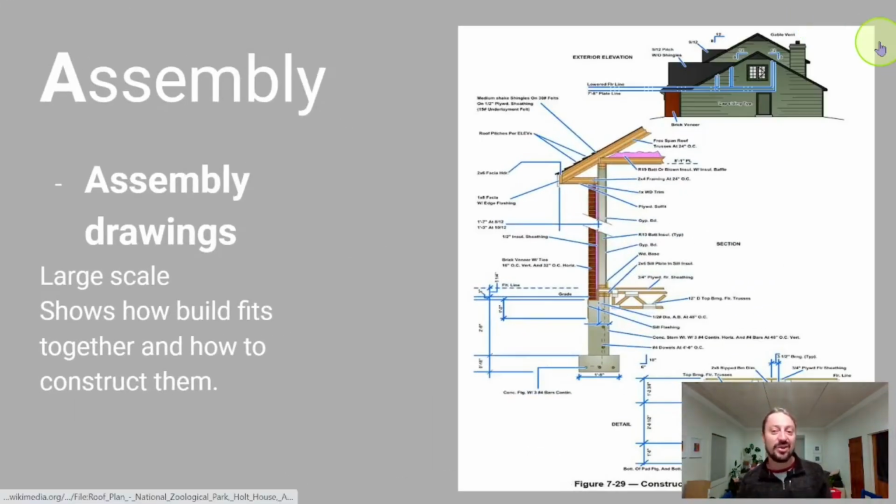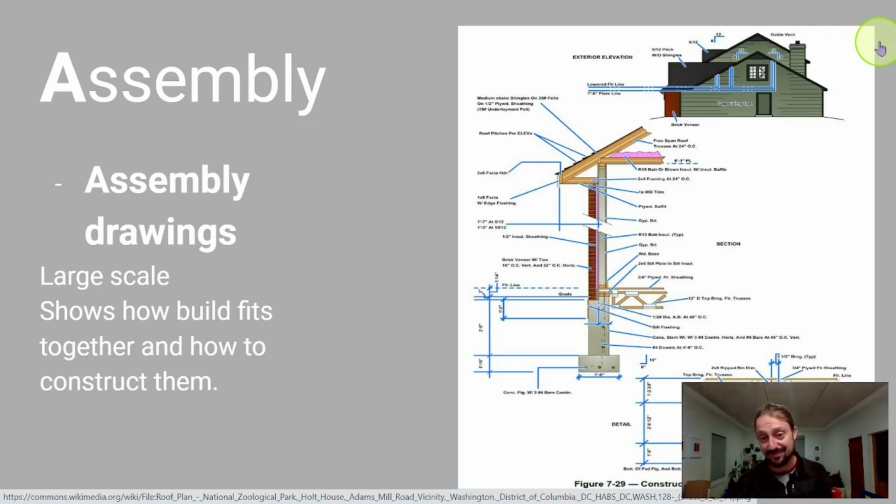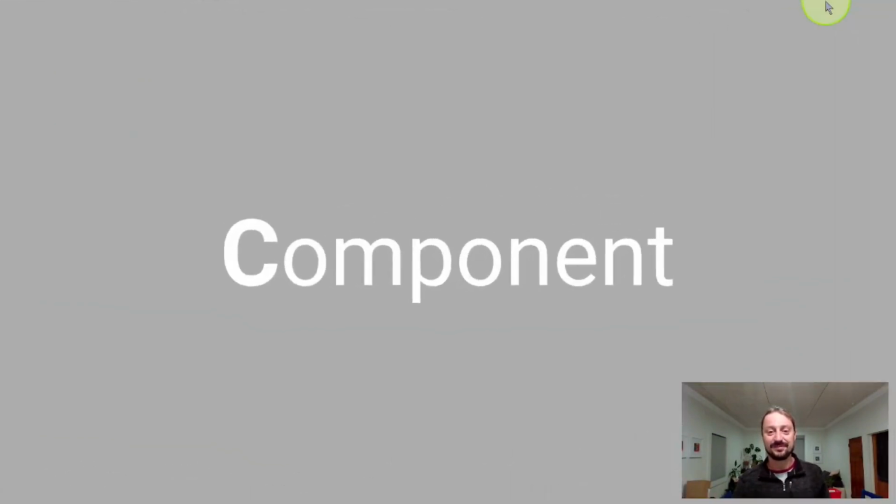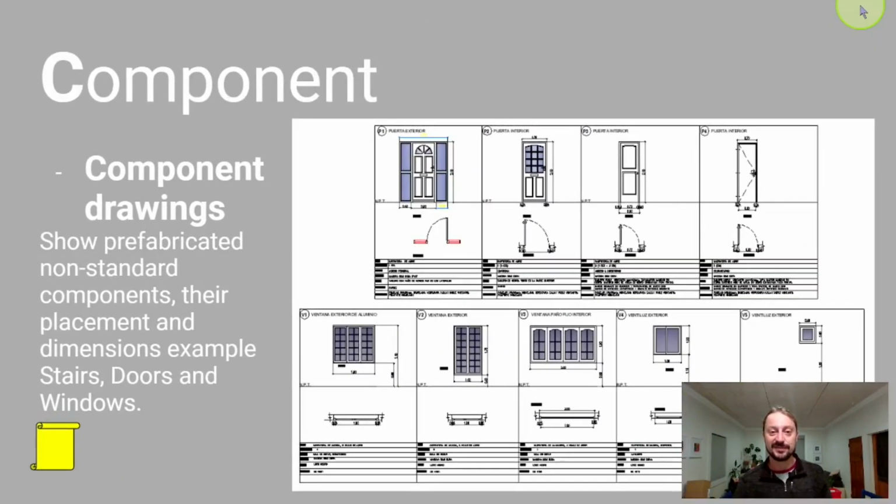Assembly drawings is purely for contractors. It is large scale. It shows how the building fits together and how the contractors can possibly construct it. Component drawings show prefabricated, non-standard components, their placement and dimensions. For instance, again, stairs, doors and windows. It shows which way it will open. It is usually classified within the drawing, for instance P1, and it will show on the plan where P1 needs to be. It also shows the height and the width of it.